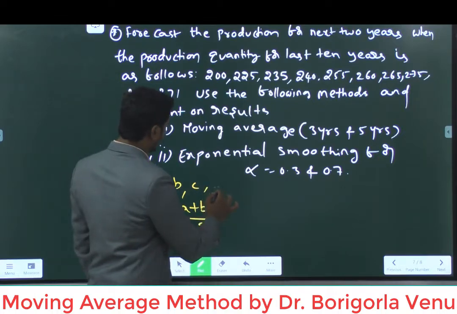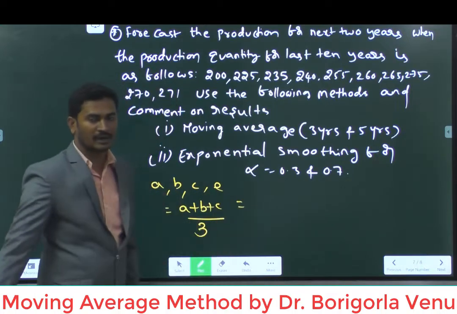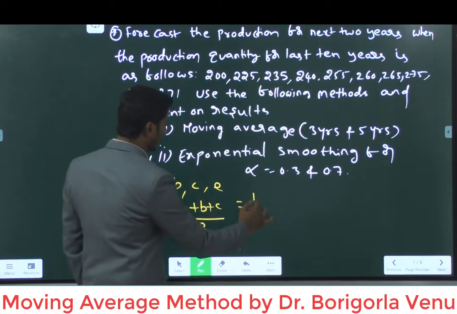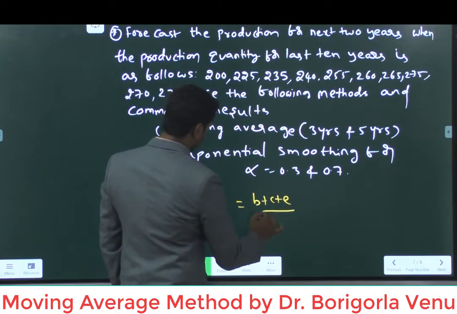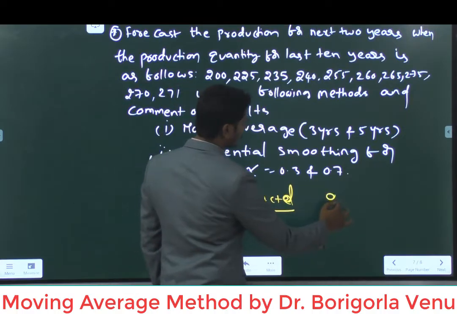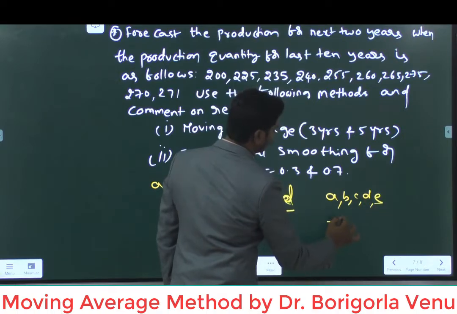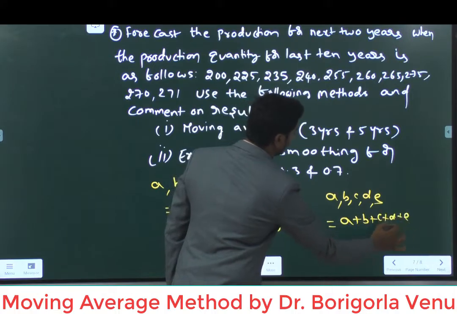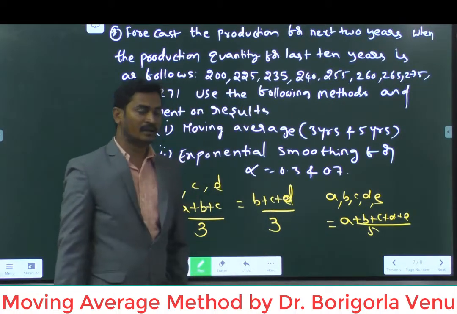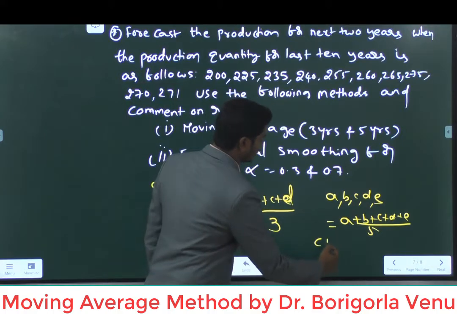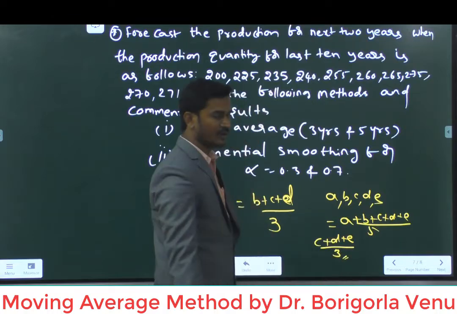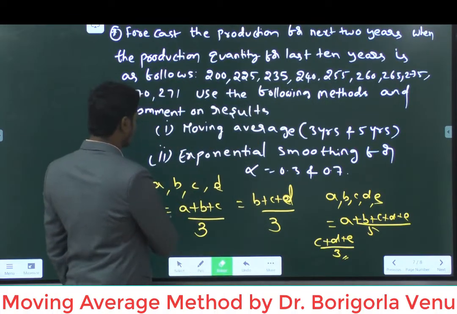If we have 4 months, then for the 3 months moving average we take B, C, D by 3. If we have 5 months, that is A, B, C, D, E, we calculate the moving average for 5 months, that is (A+B+C+D+E) by 5. Otherwise, if they ask for the 3 months moving average, we take (C+D+E) by 3. This is the concept we use to calculate the moving average method.